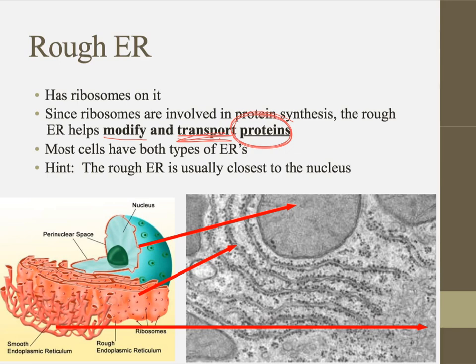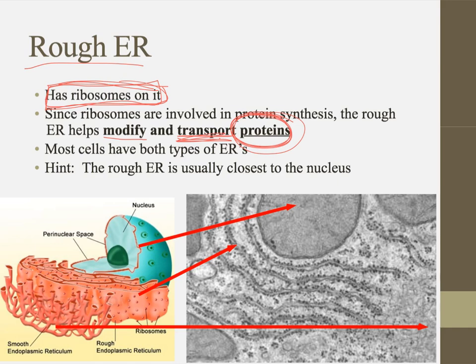Okay, and so this we also need to know has ribosomes on it. Ribosomes are the site of protein synthesis. So since the rough ER has ribosomes on it, it's a very good assumption that it's making and transporting proteins.